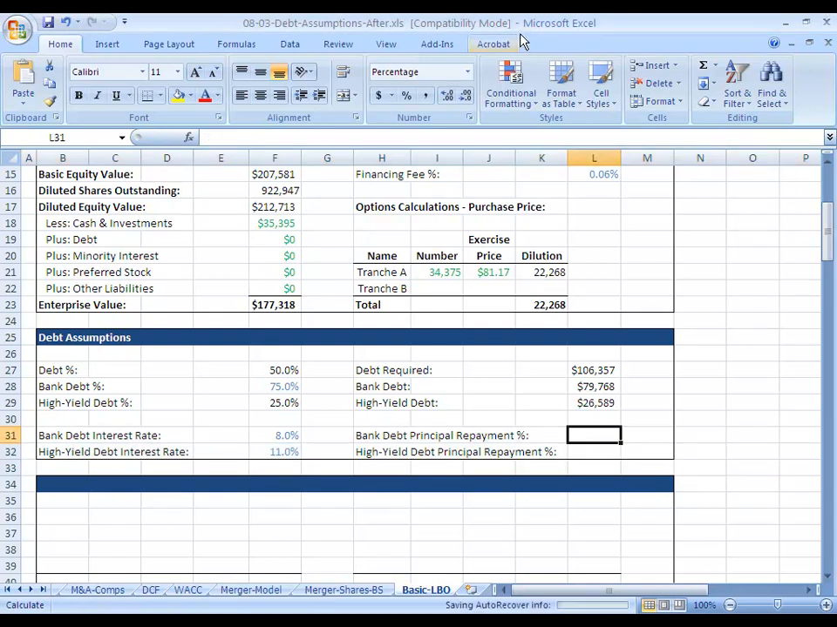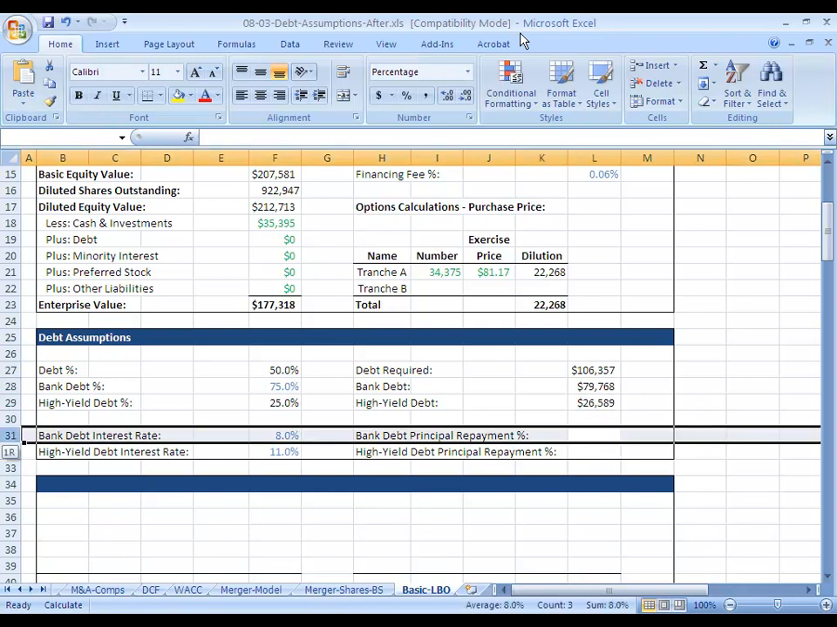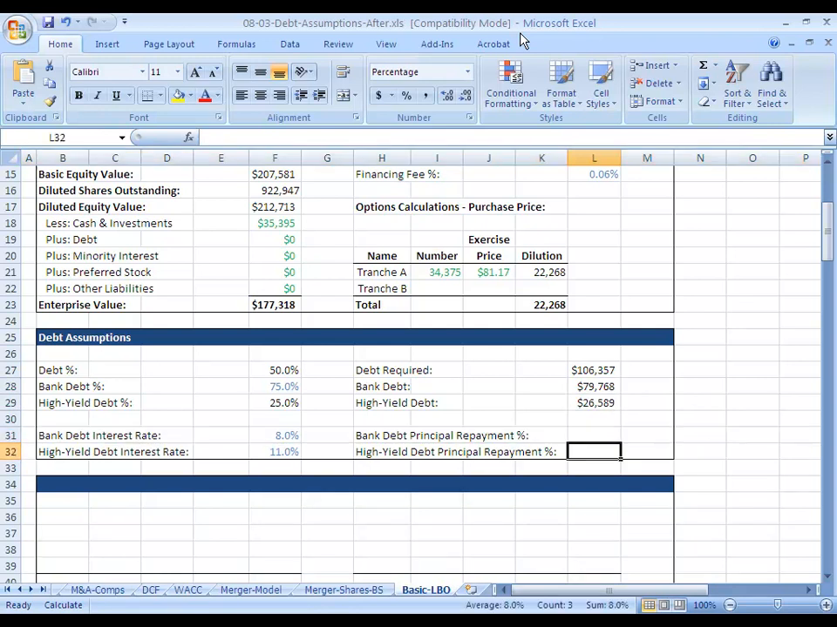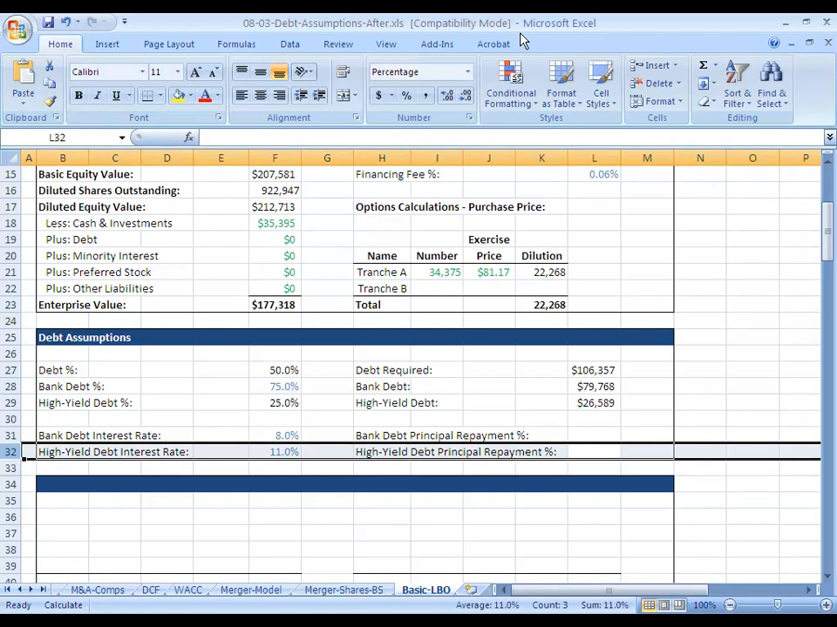So now for these last items here, for the principal repayment percentages, these are both referring to how much of the original balance of the loan for bank debt and high yield debt actually gets repaid each year. Now remember that with bank debt, you actually are repaying some of the principal each year, whereas with high yield debt, you are not. Everything is due at the end, which is called bullet maturity.